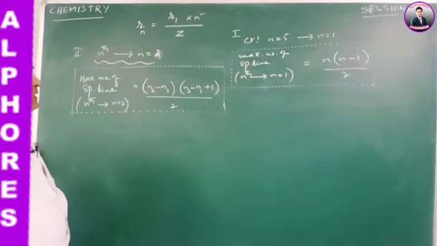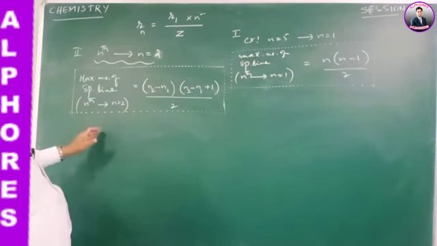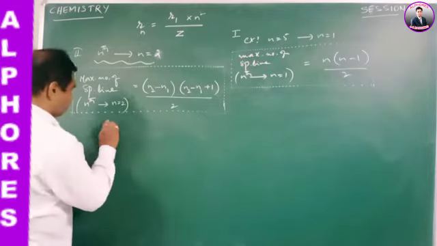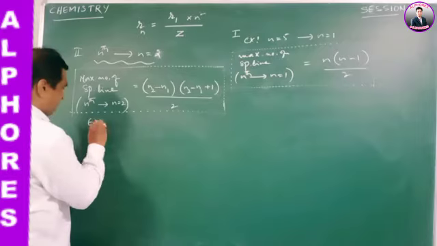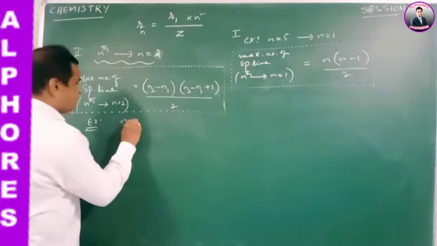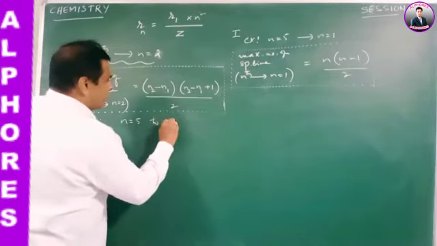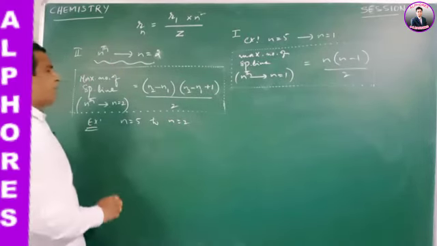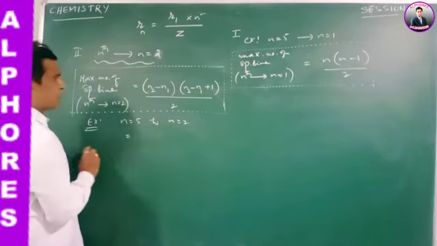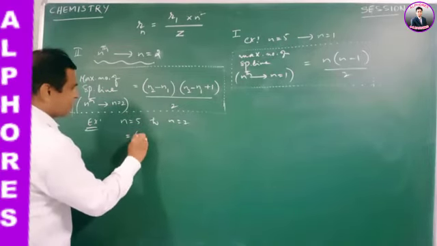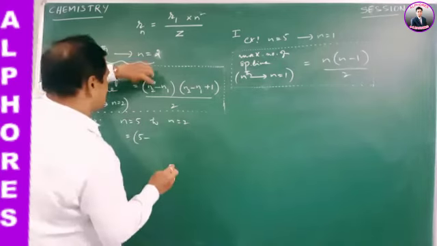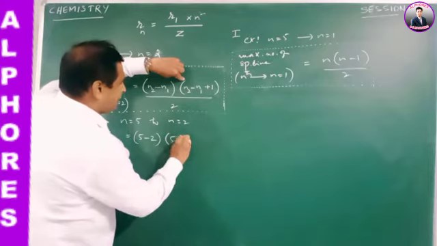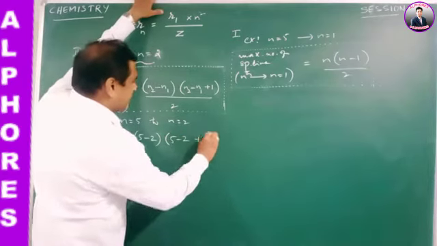Now let us take the same example, where the electron is jumping from the 5th orbit to the 2nd orbit. Example: the electron is jumping from n is equal to 5 to n is equal to 2. So the maximum number of possible spectral lines that appear is 5 minus 2 into 5 minus 2 plus 1 by 2.